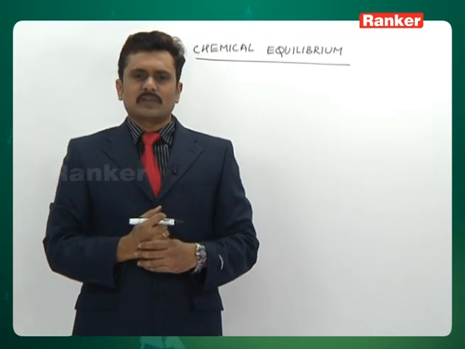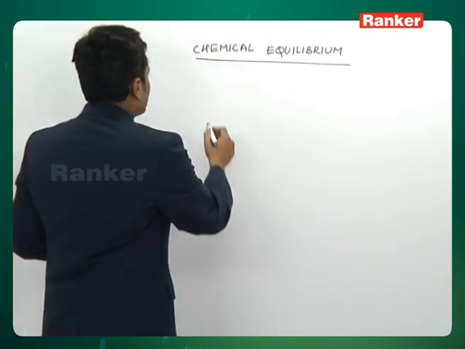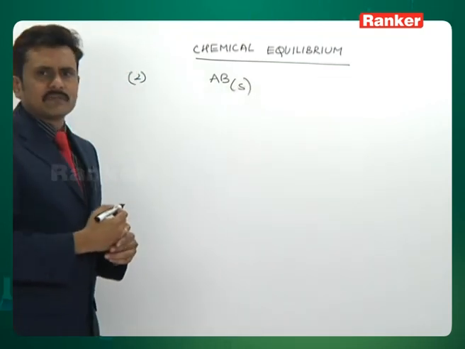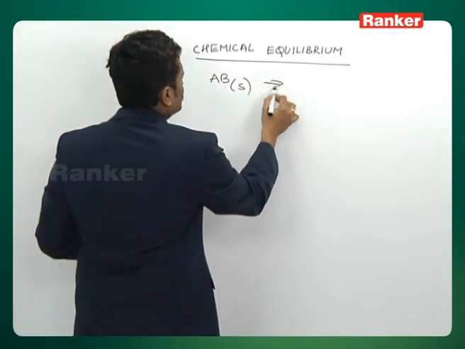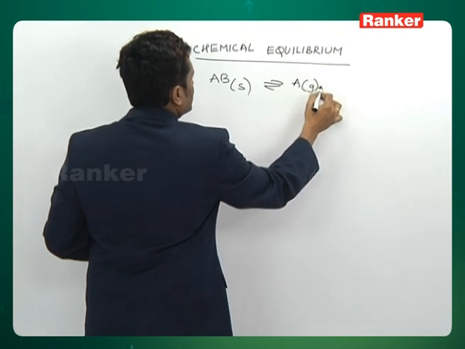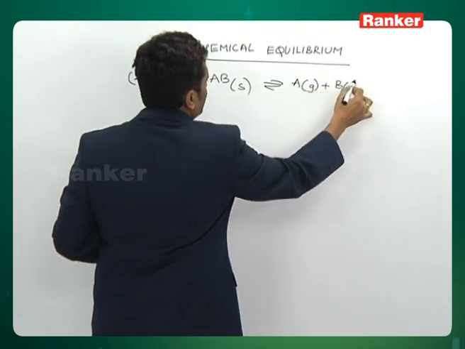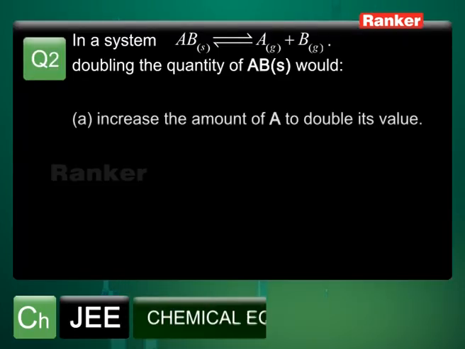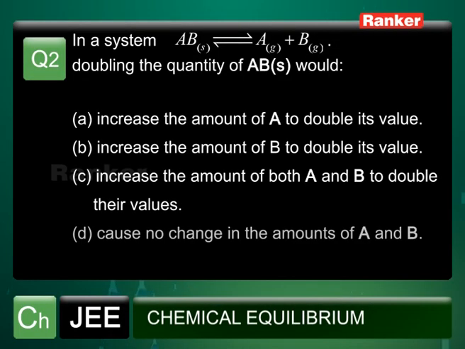In the second question, we have an equilibrium system where the substance AB in its solid phase is disintegrating or dissociating to give you the substances or the elements A and B. Now the question is, when I double the quantity of AB, what would happen to the equilibrium mixture?